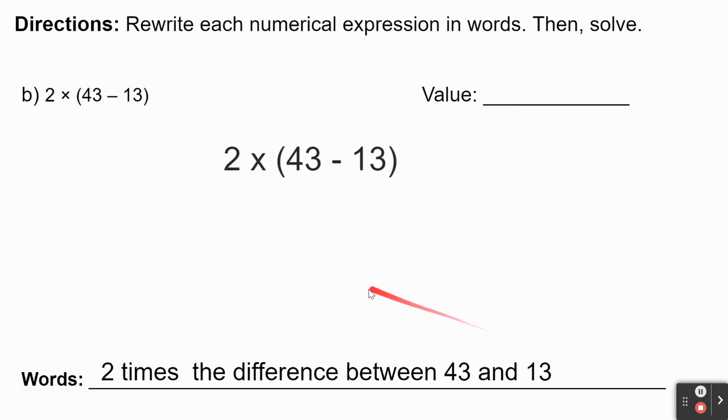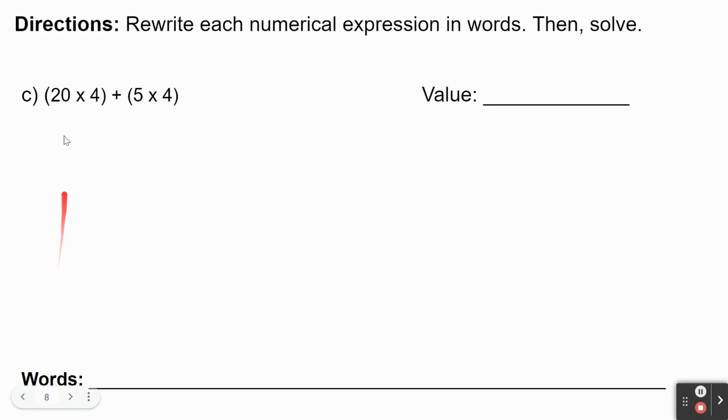When we solve this, we know that we're going to be solving what is inside the grouping symbols first. 43 minus 13 is 30. And then we're going to be multiplying that answer 30 times 2. So 2 times 30 is 60. So the value or answer is 60.